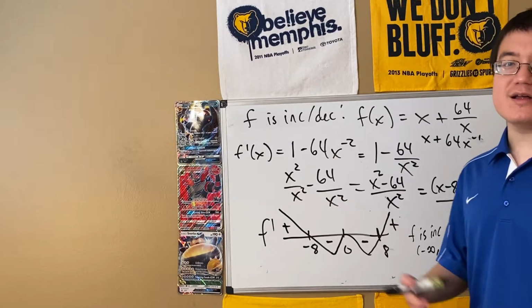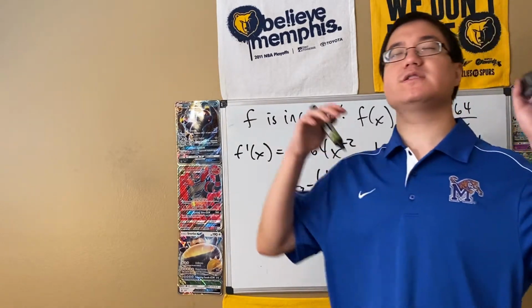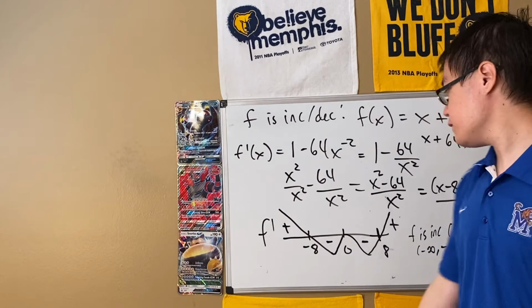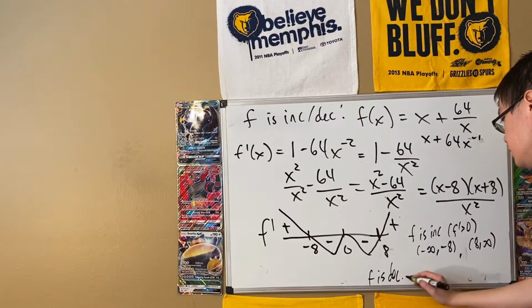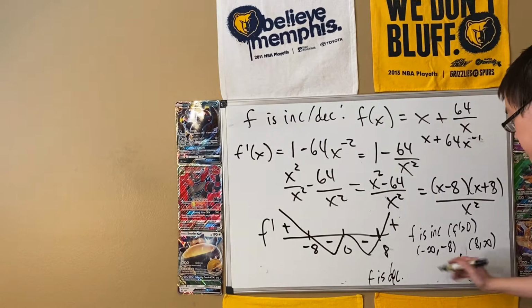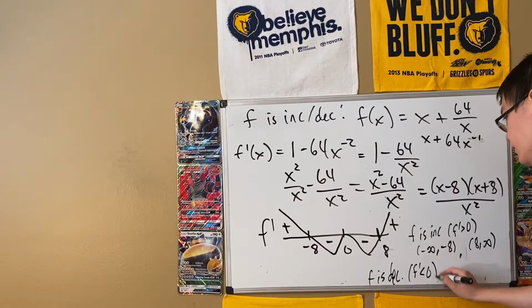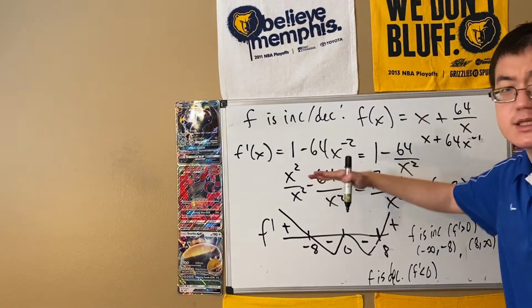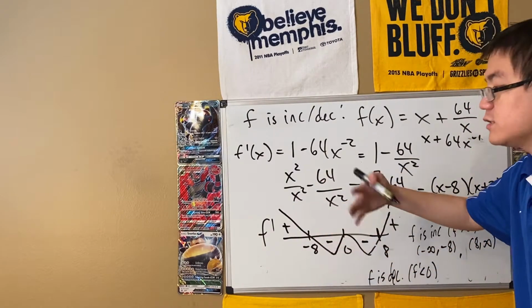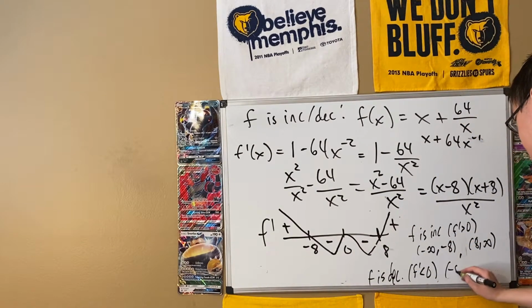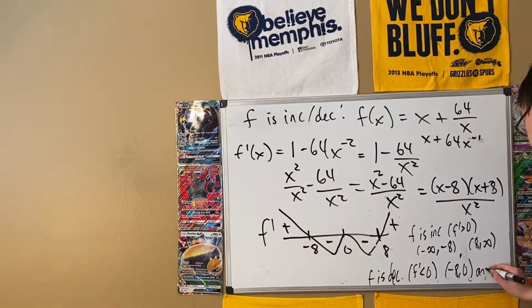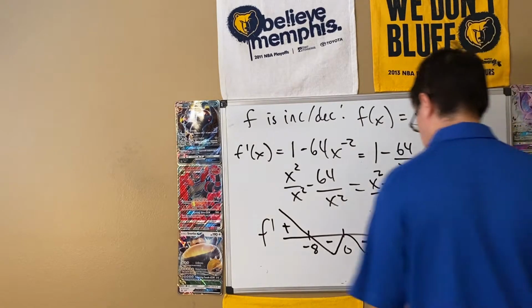And then finally, let's do f is decreasing. The rule is, of course, f is decreasing when f prime is negative. So f is decreasing, this is the word decreasing, or DEC, when f prime is negative, and that's going to be on these two intervals right here, because the sign chart of f prime is negative. Negative 8 to 0, and 0 to 8. We'll write the words, and this time to be crazy, we'll stick in the word on.